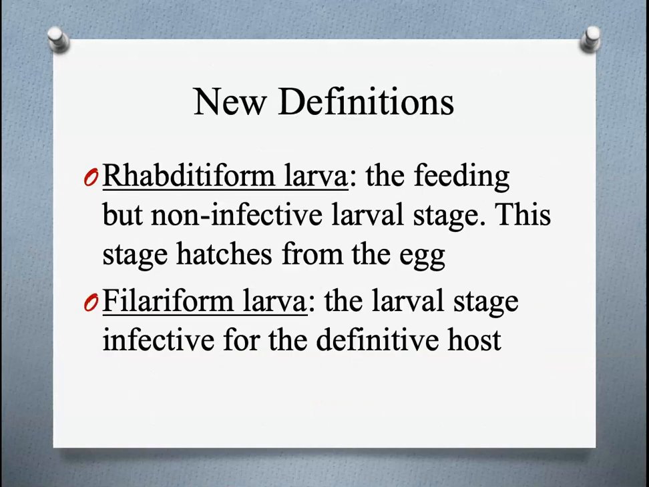Okay, here are your official definitions of these two new terms. Rhabditiform larva is the feeding but non-infective larval stage. This is the stage that hatches from the egg. And then filariform larva is the next stage. This is what's infective for us, the non-feeding but infective stage. The filariform larva can live up to 1 month in warm, moist soil.